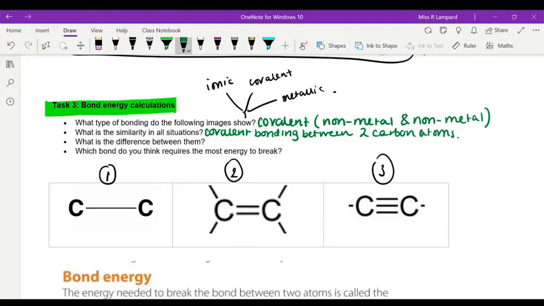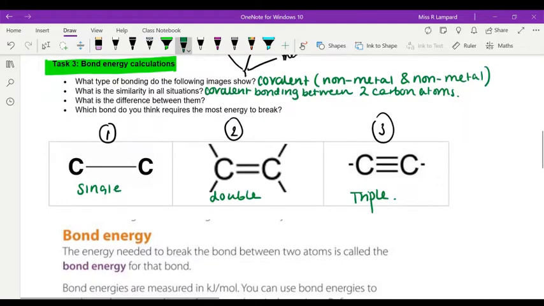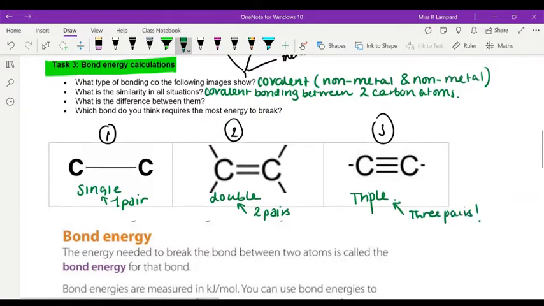But the difference is that in image 1, we've got a single covalent bond. In image 2, we have a double covalent bond. And in image 3, we have a triple covalent bond. Now that means there's only 1 pair of electrons being shared in this example. There are 2 pairs of electrons being shared. And in a triple bond, there are 3 pairs of electrons being shared.